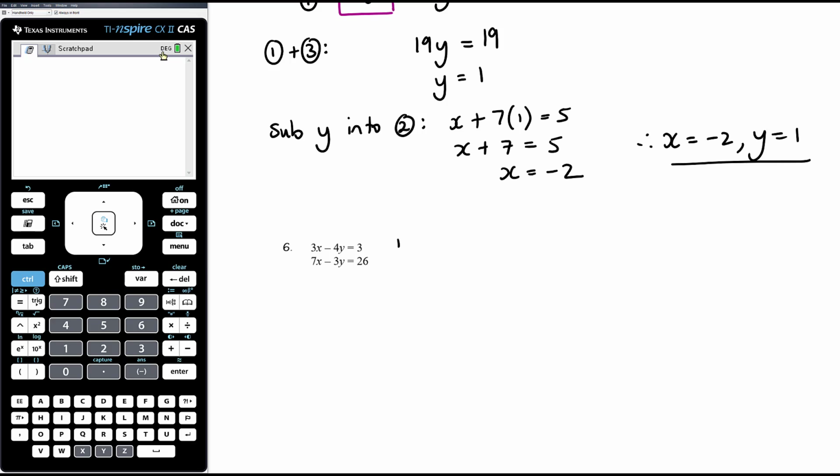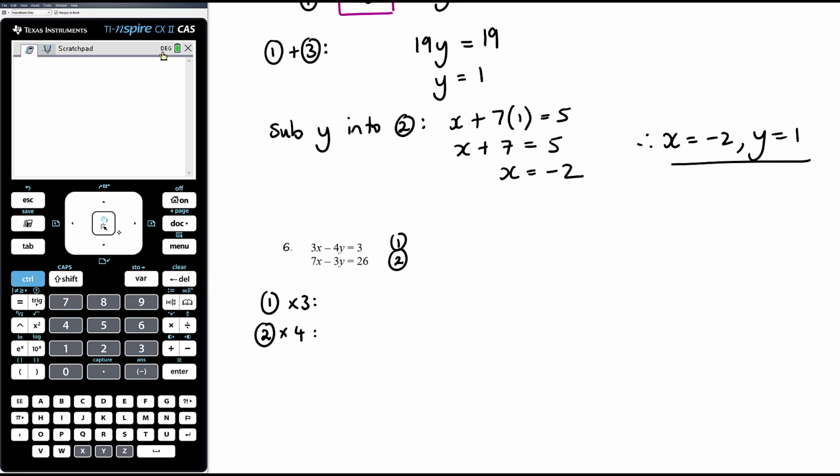So that's what I'm going to do. I'm going to label them as equation 1 and 2. I'm going to be doing equation 1 times 3, which will make 12y. I'm also going to do equation 2 times 4, which will again make 12y here. I'm not worried about the negatives. That comes into the decision about whether I add or subtract the equations.